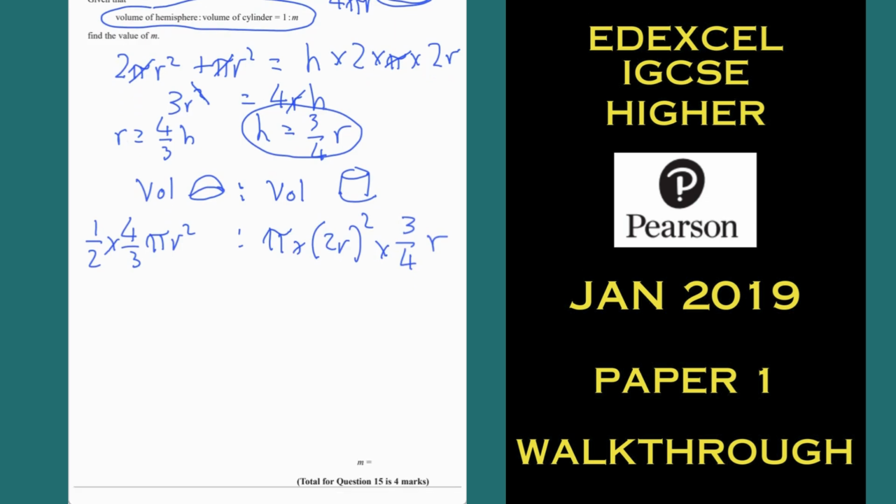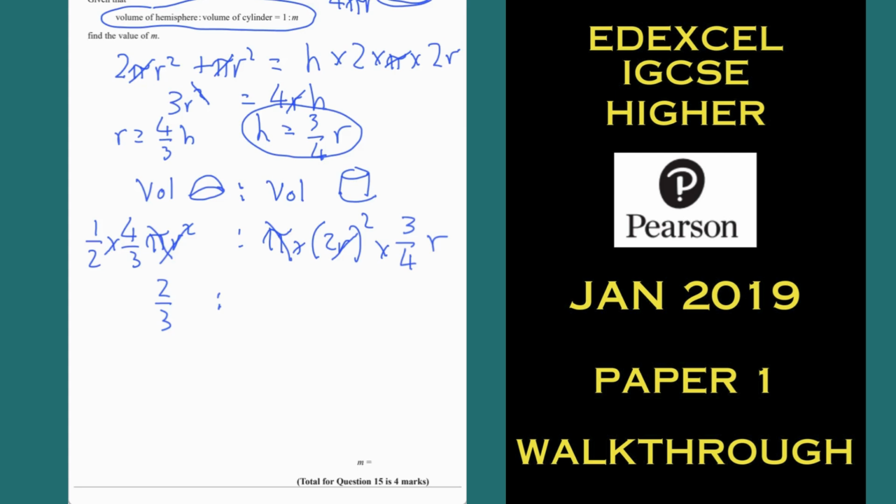As you can see, they both have a pi in. Delete. You can also see there's an r squared on the left. There will be an r squared on the right. Delete. Let's just rewrite the left-hand side. What have I got? A half times 4/3. So that'll just be 2/3.